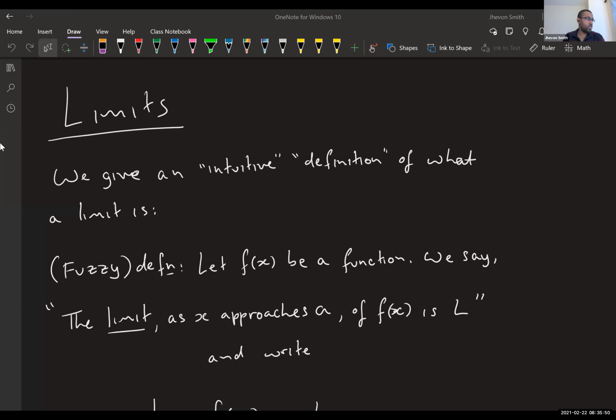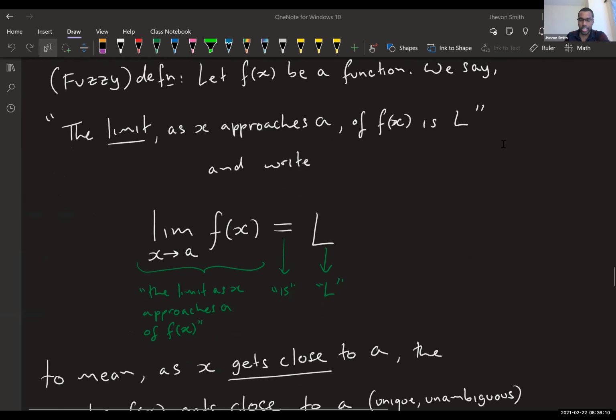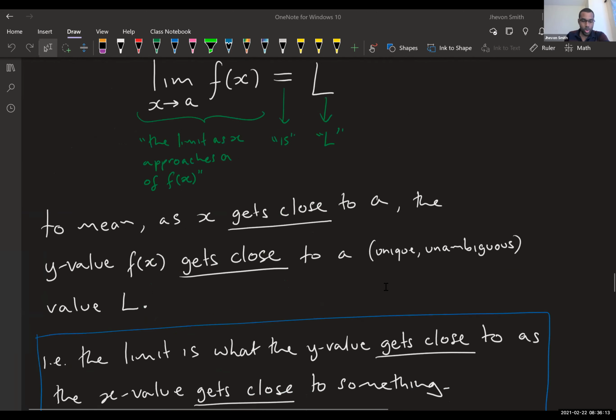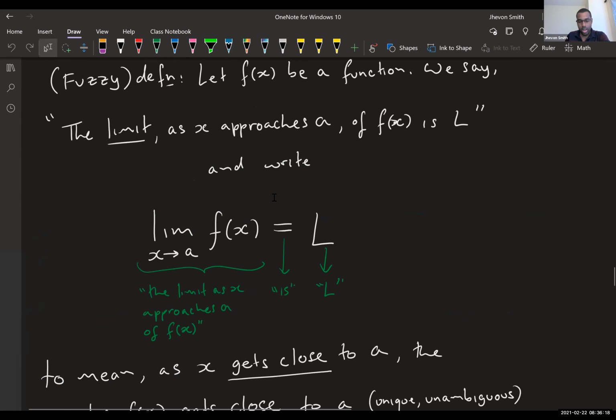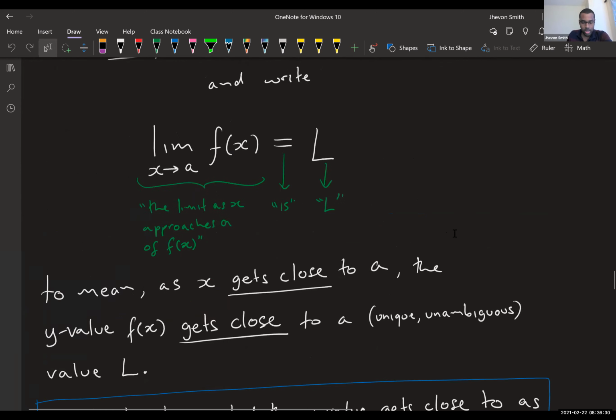Okay, so it's been a weekend, so let's do a quick crash course recap of what we've been talking about. We've been talking about limits, and there's a very specific mathematical definition of limits, but we are not concerned with that. We're more concerned with the intuitive definition of limits, which is basically what the y value gets close to as the x value gets close to something. So we say that the limit as x approaches a of f of x equals L if, as x gets close to a, the y values will get close to L. And it does so uniquely and unambiguously, right? So that's what a limit was.